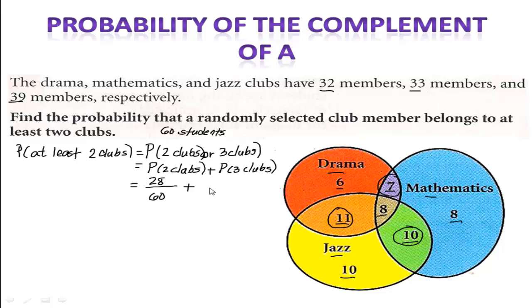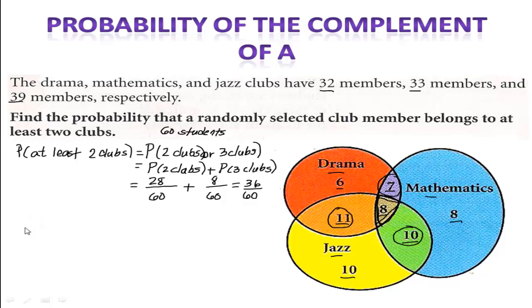Plus, how many students out of 60 belong to 3 clubs? Well, the only amount is right here in this intersection. This piece here shows you the amount of students that belong to all 3 clubs. 8 students belong to all 3 clubs. And that will give you a total of 36 out of 60 students. Now, this is not easy to visualize which students are in 2 clubs or in 3 clubs. It's difficult sometimes for some students.